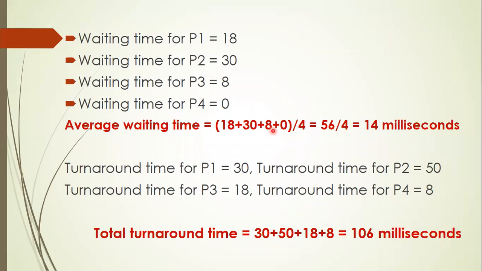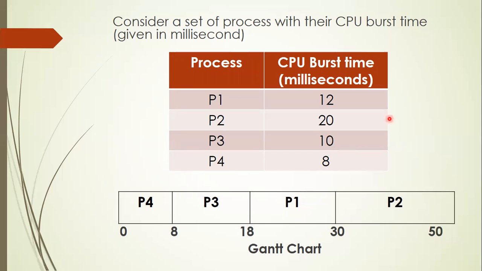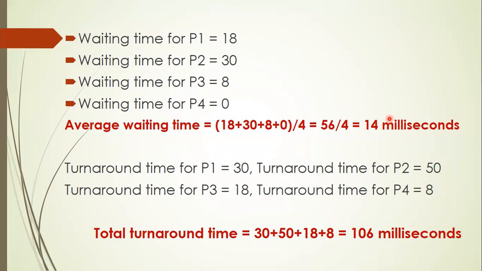P4 it is. Just add them, divide by the number of processes, 4, and you will get 14 milliseconds. How much did you get in first come first serve? It was 21.5 milliseconds. Whereas in the case of shortest job first, it has reduced to only 14 milliseconds. So we know that while selecting a CPU scheduling algorithm, the one which has lower average waiting time is considered a better algorithm. So out of first come first serve and SJF, SJF gives the lower average waiting time.